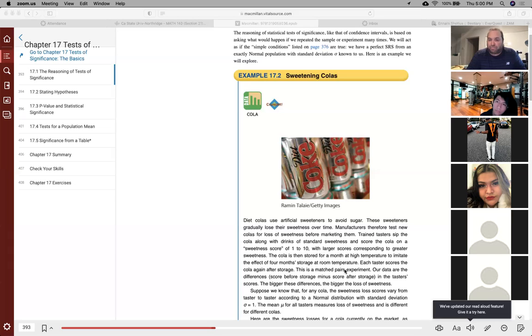This is called a matched pairs experiment because you're tasting the same sample before and after. You're matching your before and after. It's a matched pairs experiment, which we'll get to later. So our data is the differences, the scores before minus the scores after. The bigger the difference, the bigger the loss of sweetness. Forget about math for a second. Do we understand what's going on here? Are there any questions about what's happening?